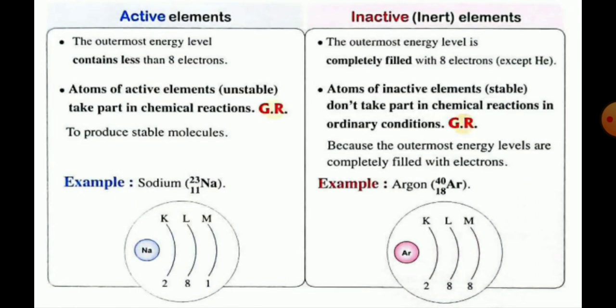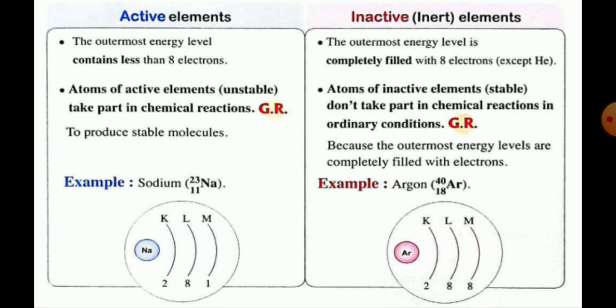And now we are going to talk about the electronic configuration and the chemical activities. The chemical activity of the atom of an element is related to the number of electrons in the outermost energy level. We have 2 types, active elements and inactive elements. How can we differentiate between them? First, active elements: the outermost energy level contains less than 8 electrons. In inactive elements, the outermost energy level is completely filled, with 2 electrons in the case of helium. Helium has 2 electrons.